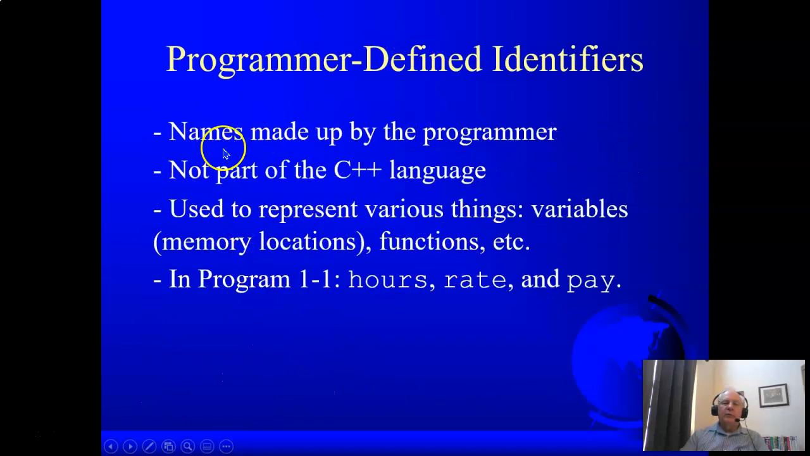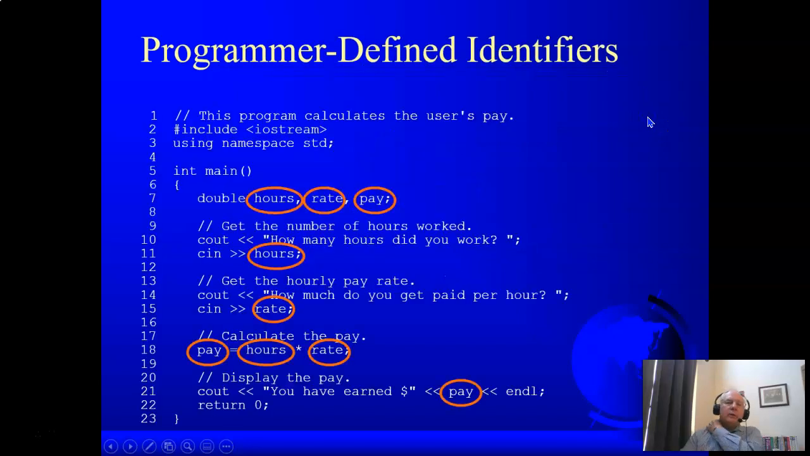Programmer-defined identifiers are names made up by the programmer, not part of the C++ language, used to represent various things such as variables, functions, and so on. We have hours, rate, and pay, which were variables that we created. And you can see where they're used in the program.